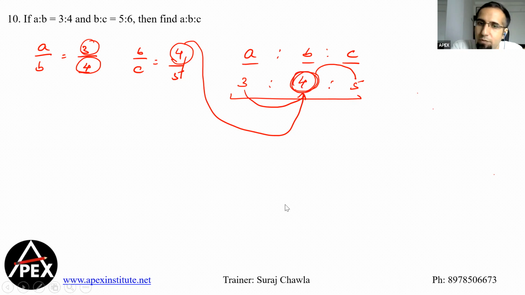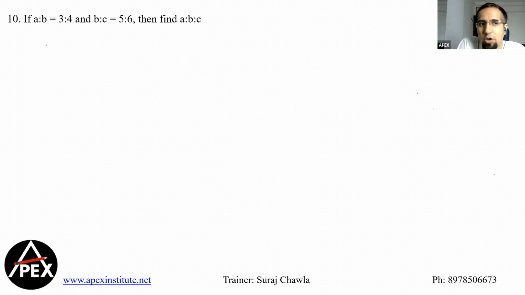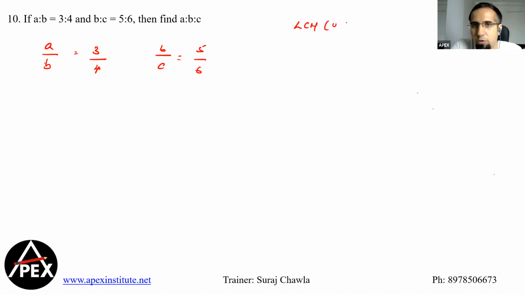Okay. But what if the repeated term is not numerically the same? In that case, we will take the LCM of the repeated term. As we discussed already, the LCM of 4 comma 5 is equal to 20. So I am multiplying by 4, multiplying by 4, multiplying by 5, multiplying by 5. Now, why am I multiplying numerator and denominator? That's the principle of ratios.